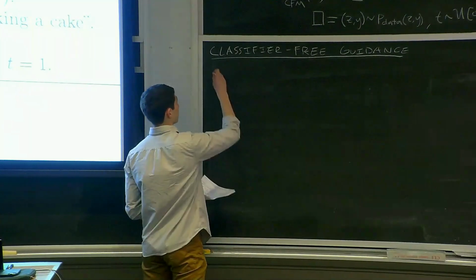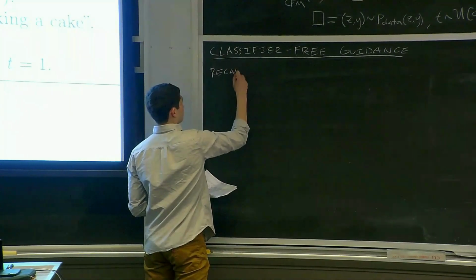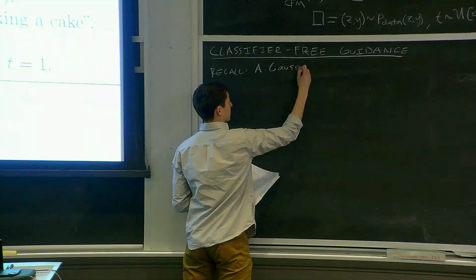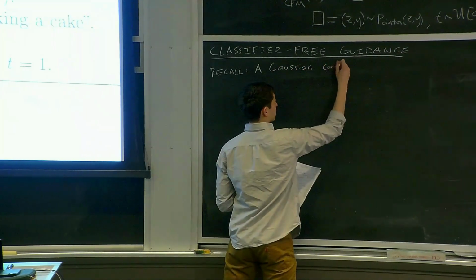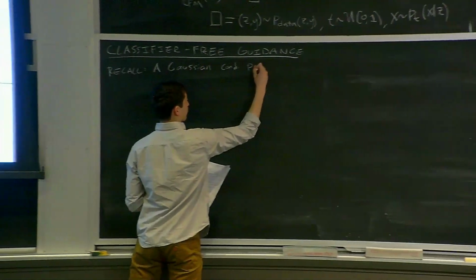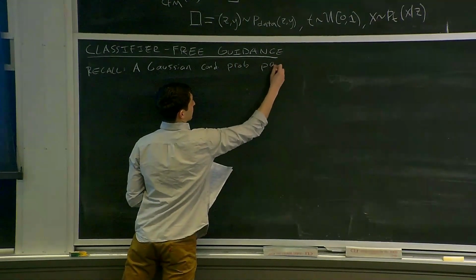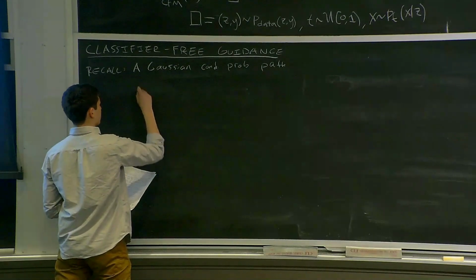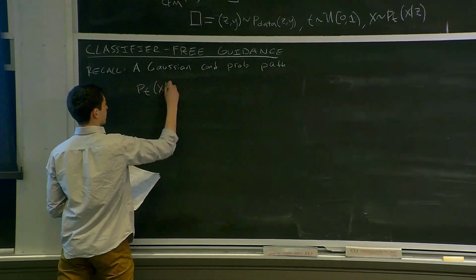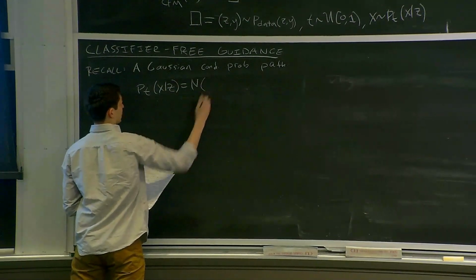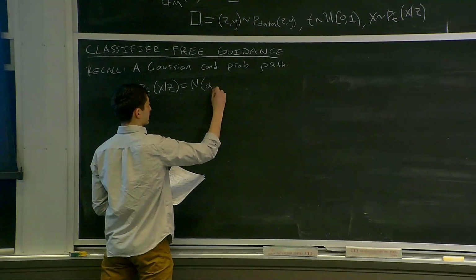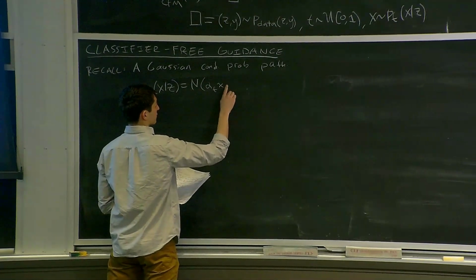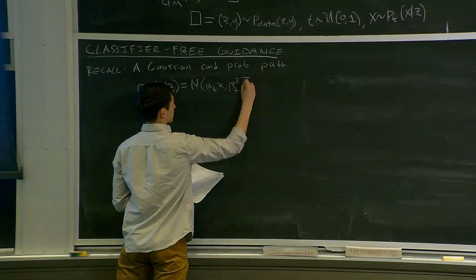So what is a Gaussian path? Recall that a Gaussian conditional probability path is given by this: p_t of x given z is a normal distribution, and the mean of this normal distribution is alpha t times z, and the covariance of this distribution is given by beta t squared times the identity.